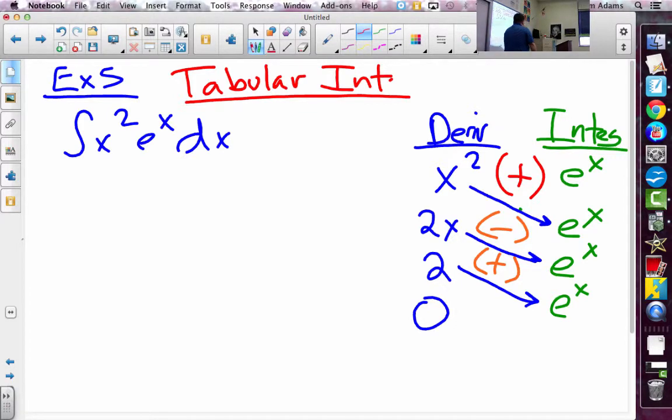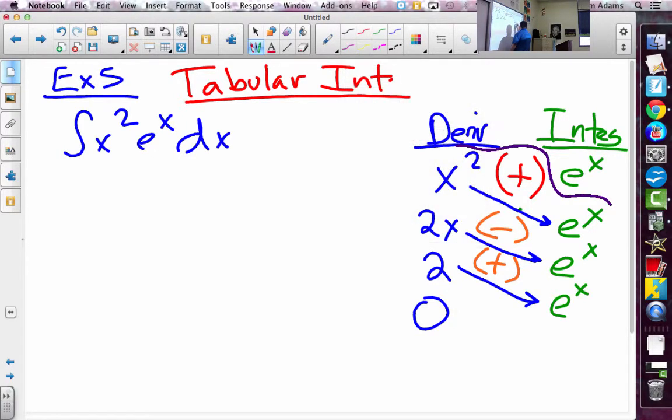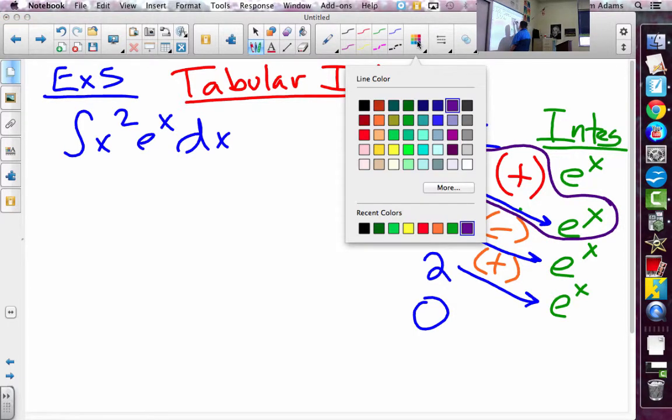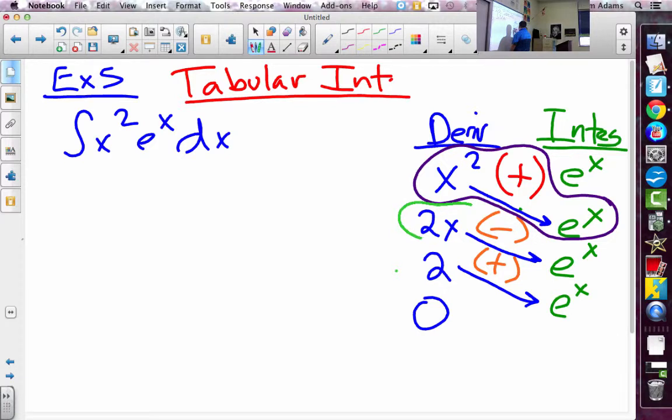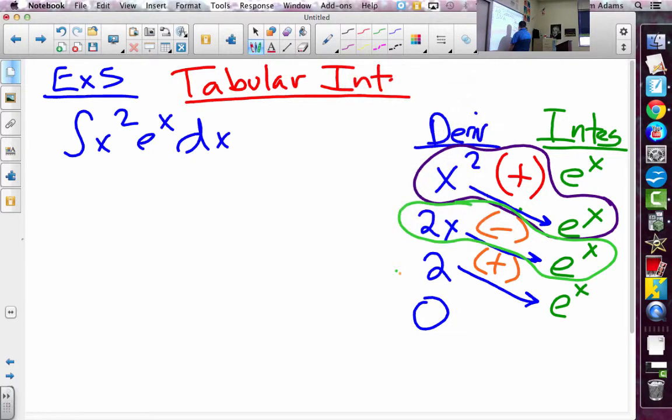deriving one function, integrating the other function, I can find the antiderivative of this simply by following this pattern. So the next thing that I would do is the terms of the integral, all right, are going to be this. That's the first term. This is going to be my second term. Okay? This is going to be my third term.